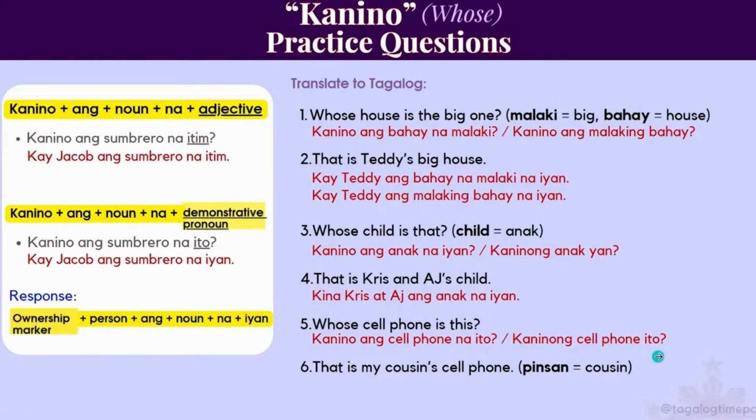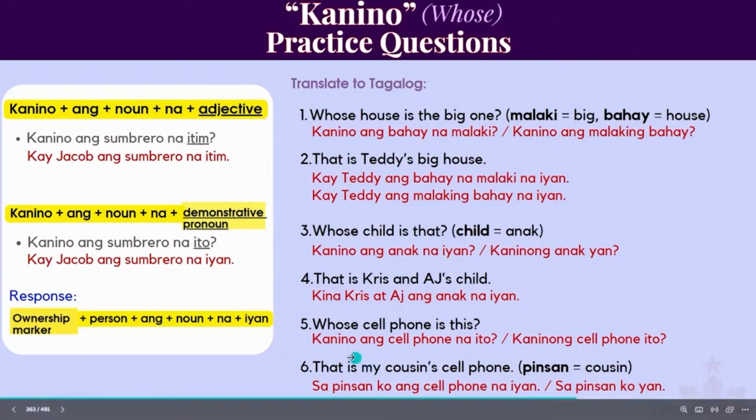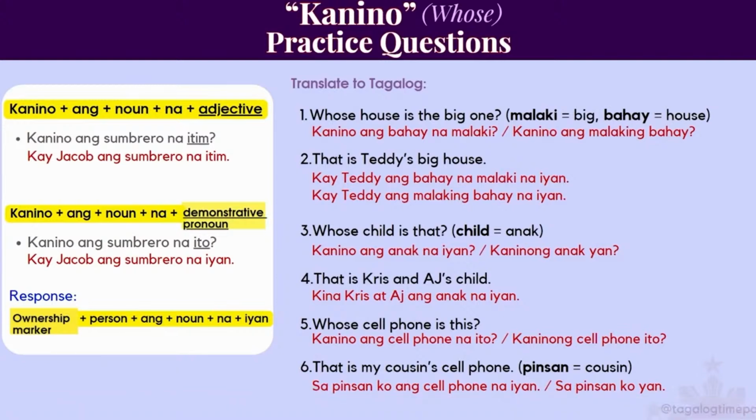Kaninong cell phone ito? And then the response, that is my cousin's cell phone. Cousin in Tagalog is pinsan. Sa pinsan ko ang cell phone na iyan. So I want to point out sa is the ownership marker that you use because it's not a specific person, right? The person is unnamed. So sa pinsan ko ang cell phone na iyan.